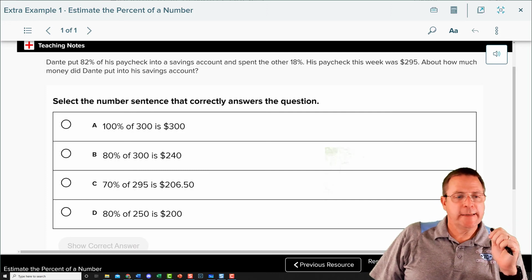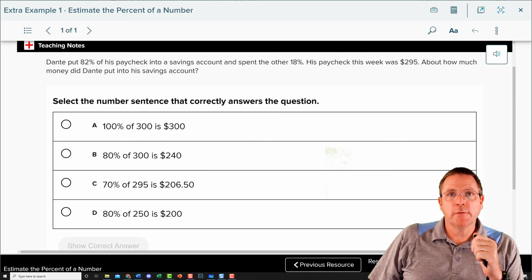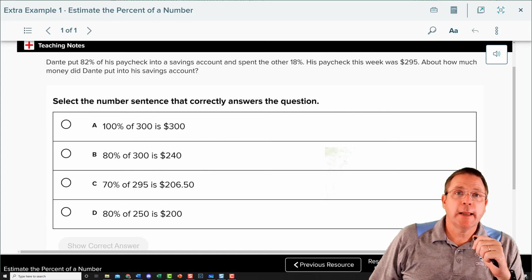Now, this is where we're going to stop part 1 of estimating a percent of a number. Come back and watch part 2 as well. Take some good notes so you understand how to do your assignment.